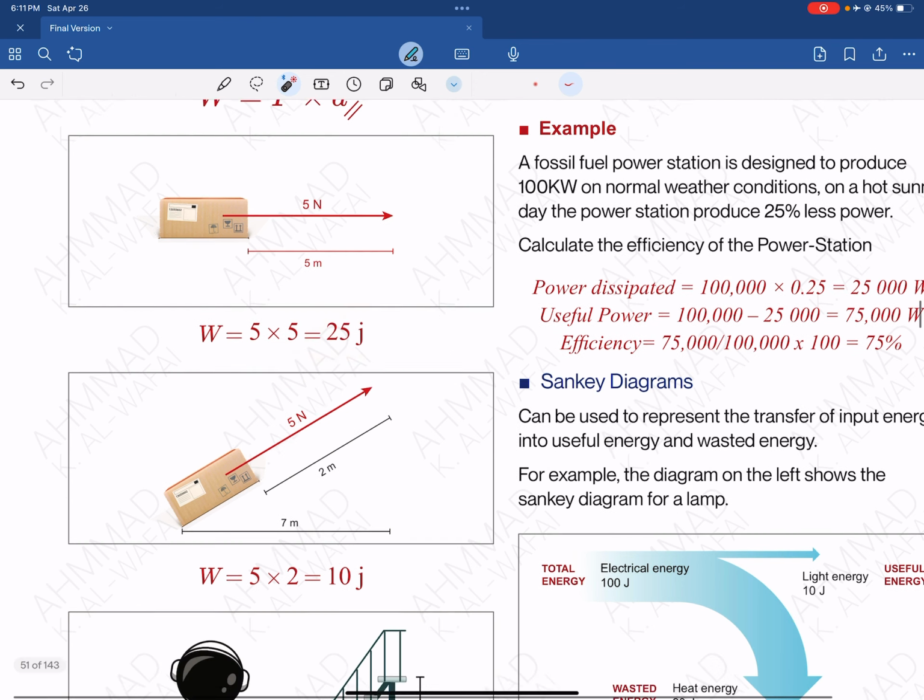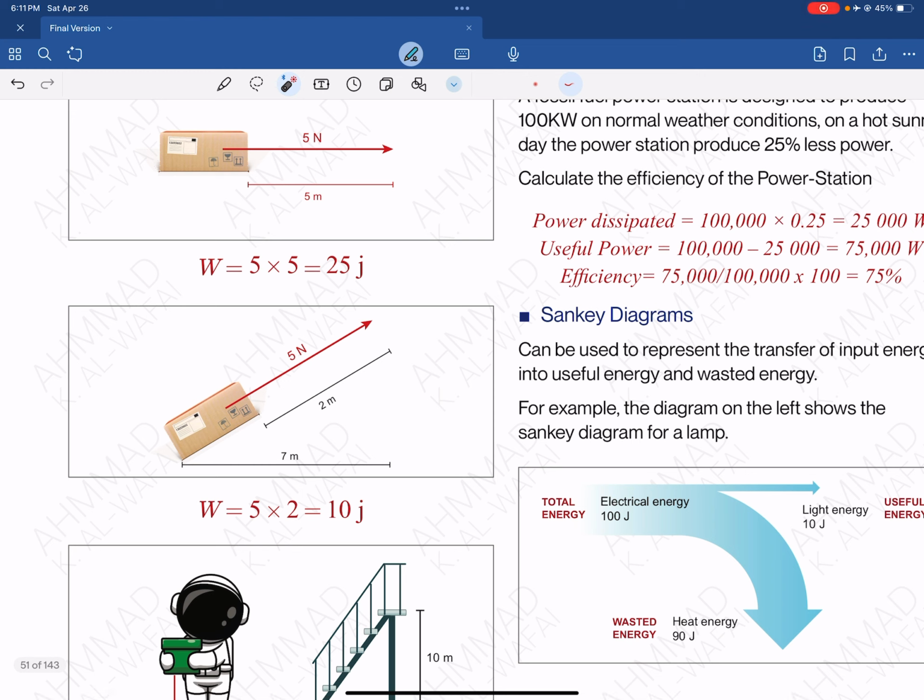All right. If you look at this example now, you have this box being pushed by a 5 newton force in this direction, and you're asked to calculate the work done due to the 5 newton force. You've got two distances here, the 7 and the 2. The one we're going to choose is the 2 meters. So the work done is 5 multiplied by 2, that is 10 joules. That's for linear forces with linear distances.